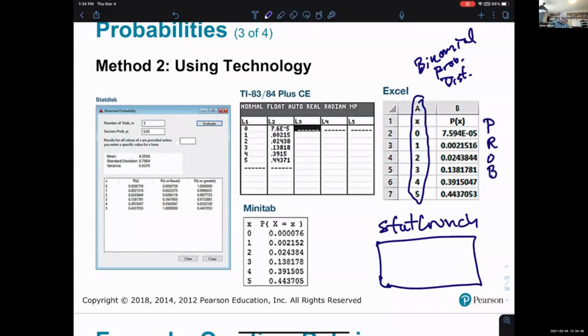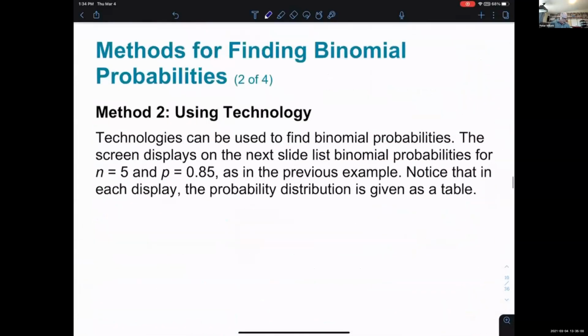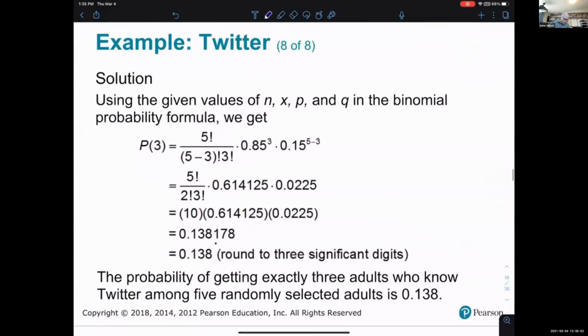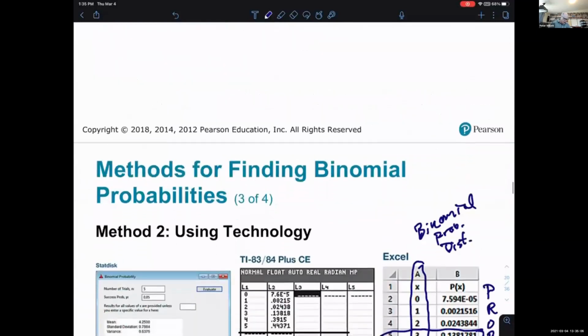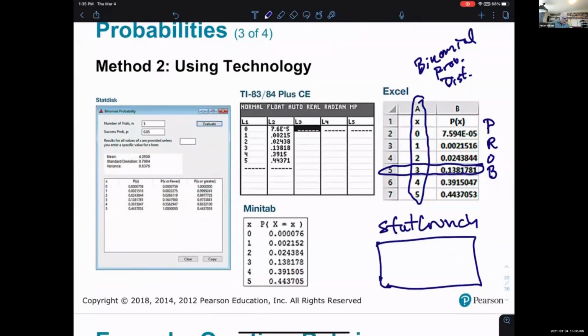And you can see that in this case, the probability of having 3 successes was 0.138. So if you didn't want to use this formula to get the 0.138, they're showing you that you can do it in technology and then see from technology, oh, getting 3 out of the 5 successes has that probability outcome. In all of the technologies, they had that same result.